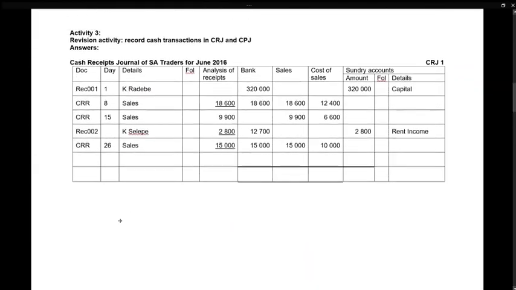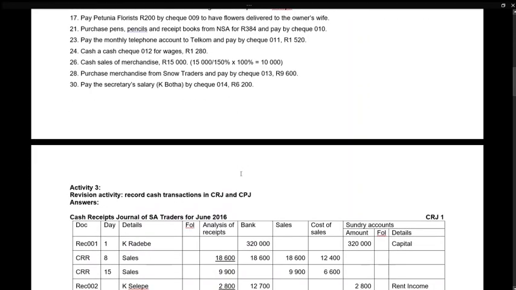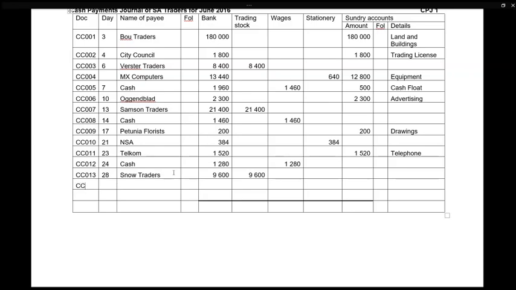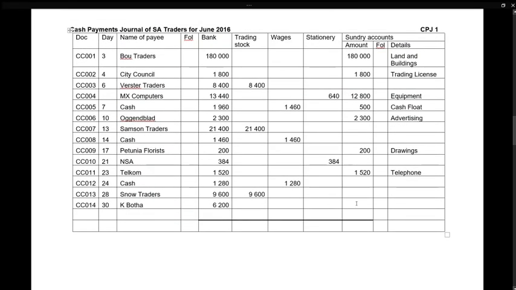Okay, next transaction, the last one. Pay the secretary's salary, K Botha, by check 014 and an amount of 6,200. So we are paying money. Let's go and put that into my cash payment journal. Check counterfoil 014. This took place on the 30th. Who are we paying? K Botha. And the amount was 6,200. Reason being salaries. They did not provide a column for that. Therefore sundry accounts. And it will go to the salaries account.